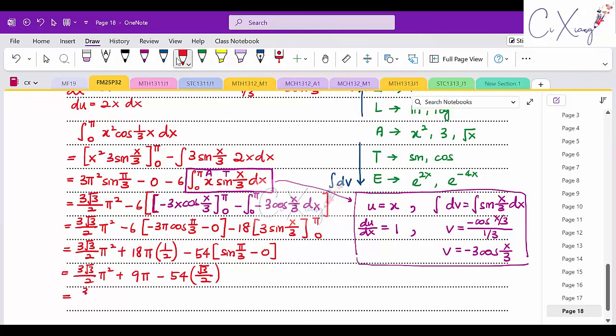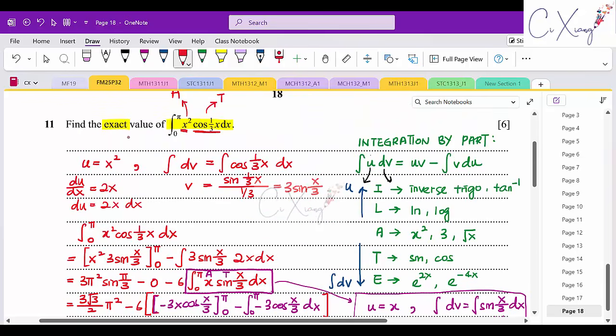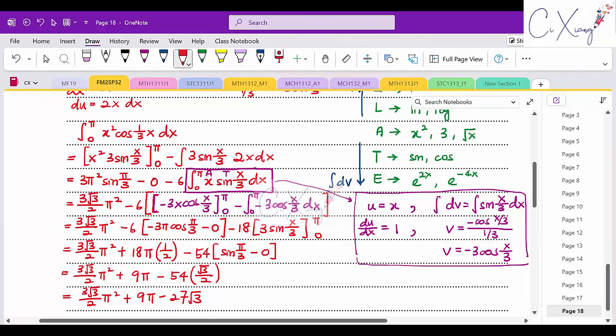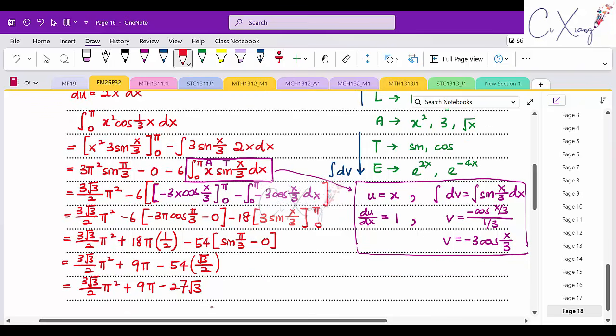Then I think you can still further simplify some more. So 3 root 3 over 2 pi squared plus 9 pi. 54 divided by 2, you'll have 27 with root 3 here. Alright, this should be our answer, because in the question they request the exact value. So you shouldn't change it into any decimal number, but you have to keep it in this form.